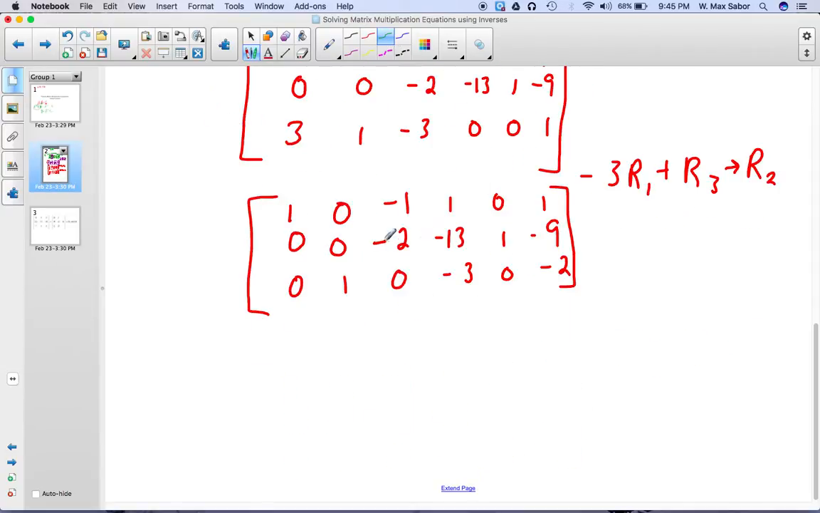Next, this row is set. This row is close to being set. We need this to be a 1. So I'm going to divide that row by negative 2.